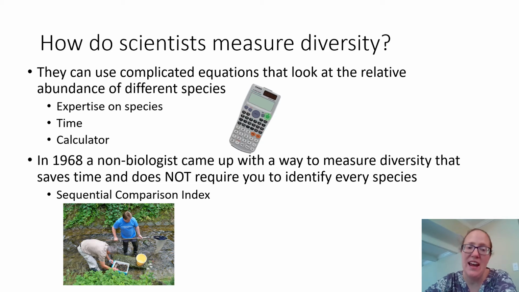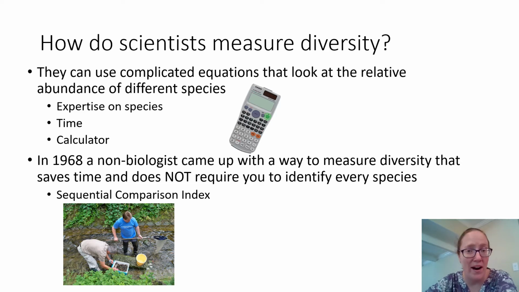So in 1968, a non-biologist came up with a way to measure diversity that does not require identification of every single species in the sample. So it saves a lot of time, and it means that someone without extensive training on how to identify species can still get a general idea for the diversity of a population in an ecosystem. So that is the process that we are going to learn about today. It's called Sequential Comparison Index.